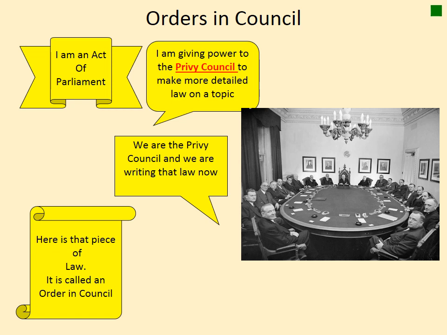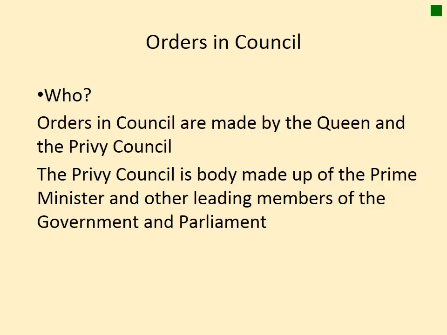The final type of delegated legislation is what's known as an order in council. You have an Act of Parliament. There are two, the Emergency Powers Act and the Civil Contingencies Act, which give power to the Privy Council. And these people here, this is a historical Privy Council meeting. And they are able to sit, make decisions, and make pieces of law called orders in council.